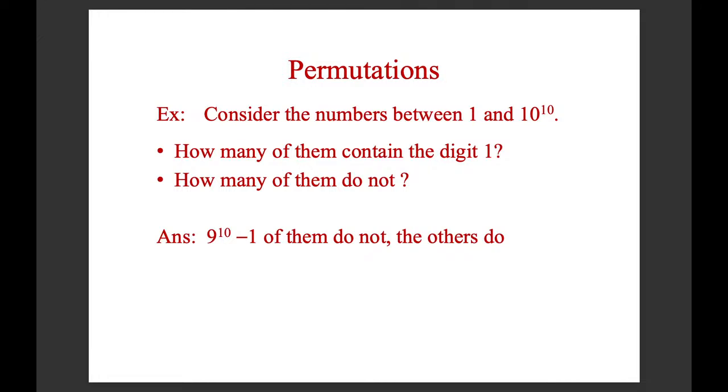There are 10-digit strings where for each digit you can choose from 0, 1, 2, 3, up to 9. So how many strings are there altogether? There are 10 to the power 10, because there are 10 choices for each position. And how many of them do not contain 1? There are 9 to the power 10 of them, because for each particular position we have only 9 choices. So how many of them will contain 1? It is going to be the complement, so it is 10 to the power 10 minus 9 to the power 10.